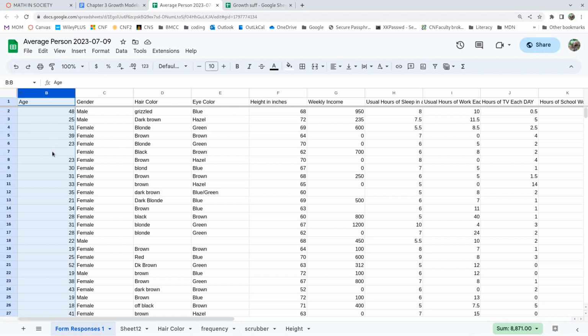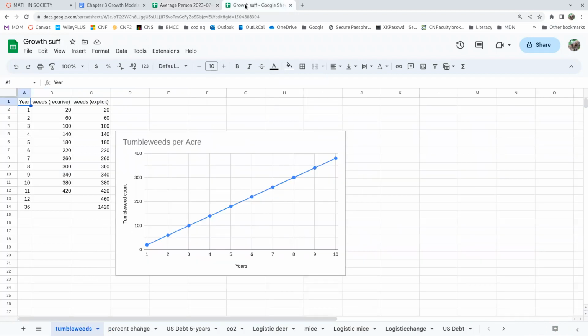Now, the shift we're going to make is not looking at data for individual things or people, but looking at data over time. So we're going to have two variables we look at together, time and then something else we measure. Like, for example, I like to play on mountain bike trails, and right now the mountain bike trails are being taken over by tumbleweeds. And if we don't intervene, then those tumbleweeds are going to continue to multiply, and we're going to have problems.